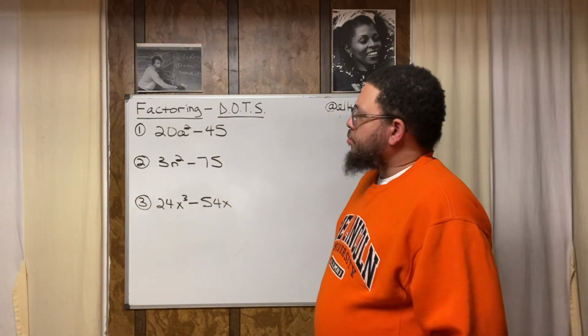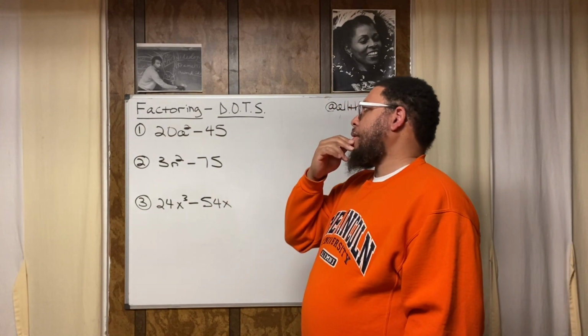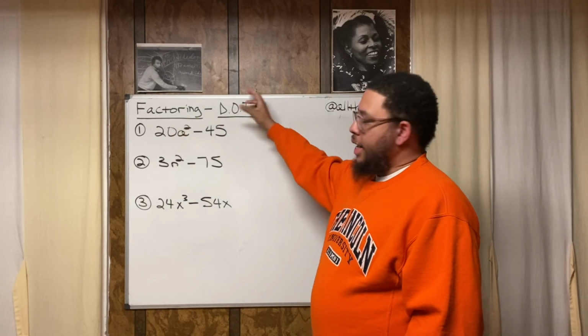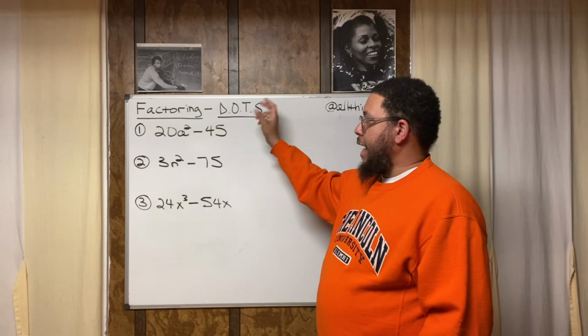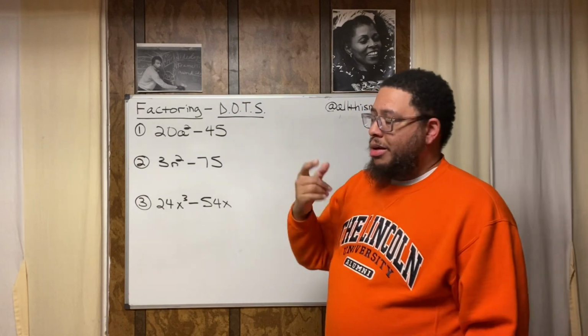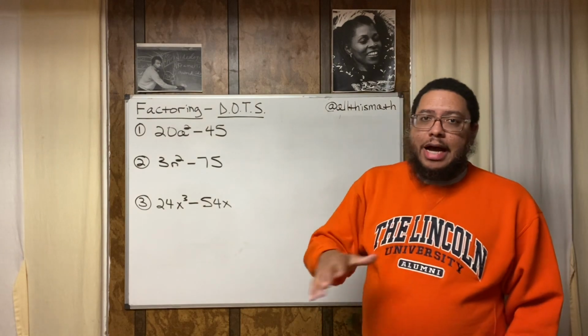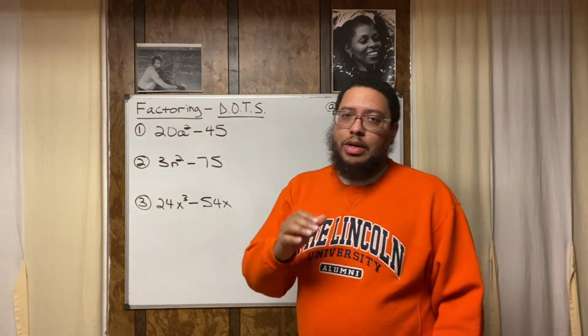All right, let's check this out. So we got three examples up here. We are factoring, right? This kind of gives it away. Dots, the dots method means difference of two squares. But I'm gonna tell you, in these examples you can't even get to the dots method unless you factor first. So you got to get in the habit.